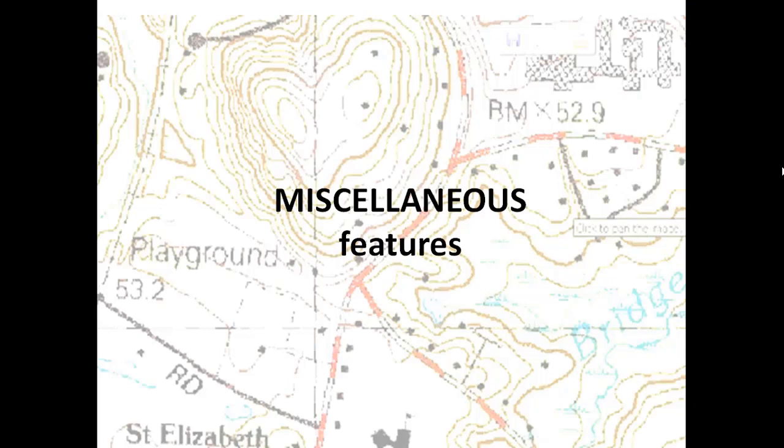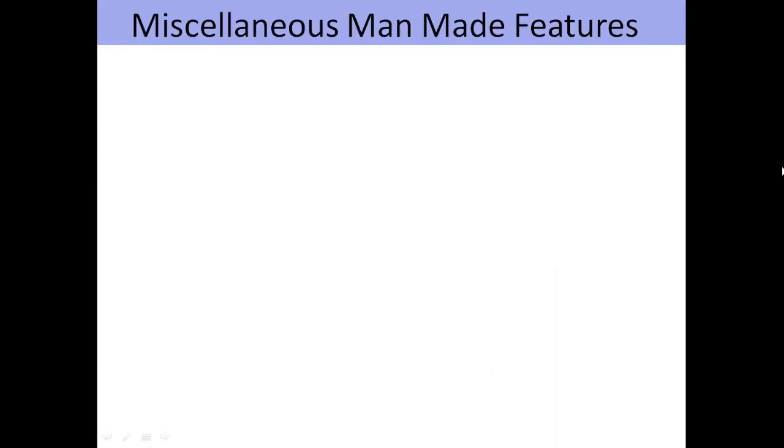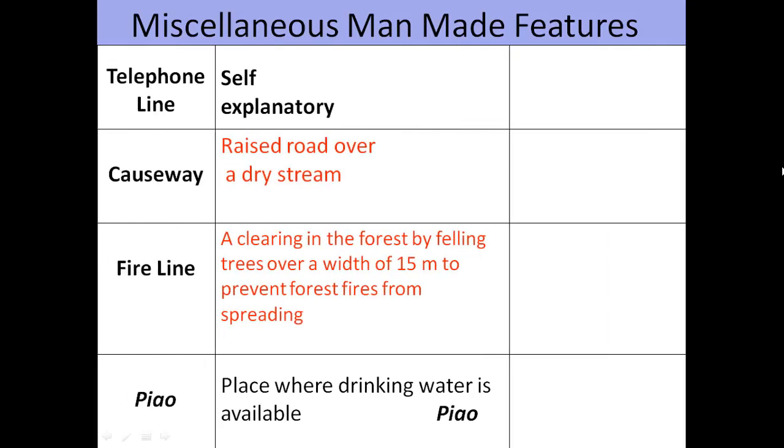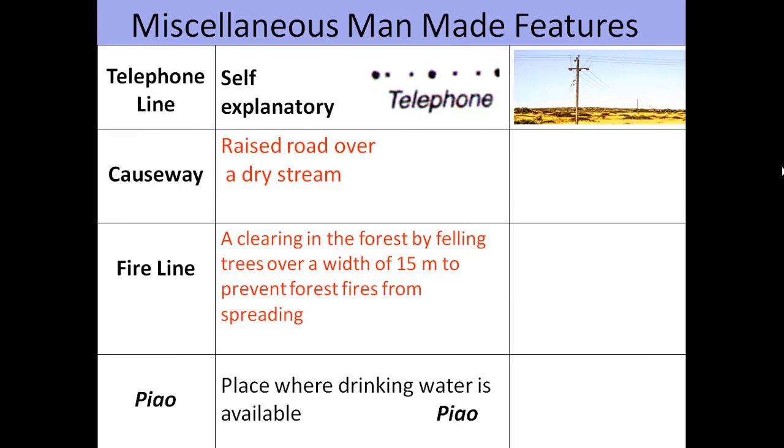And some miscellaneous features have been marked on a topographical map. These miscellaneous features are man-made features. Telephone line. The telephone line is self-explanatory. As you can see, the telephone line has been marked with large black dots and in between there are 2 small dots.